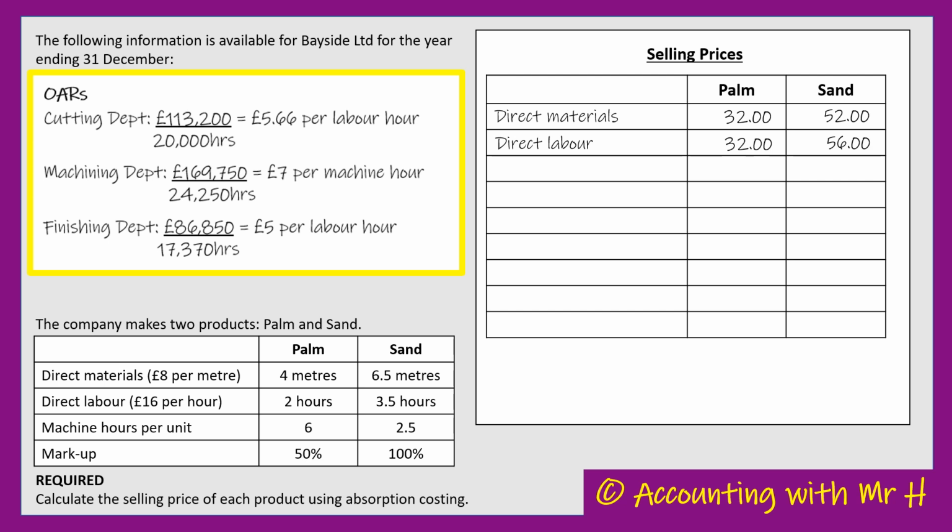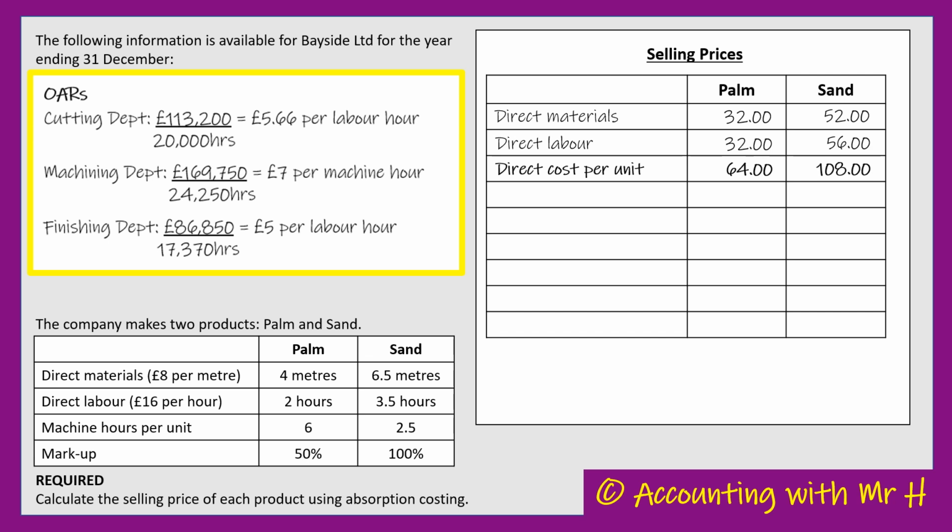There's no other direct costs. Sometimes in a question you see royalties, manufacturing royalties, that would be a direct cost, but in this question that seems to be it. So I might just do a quick total here. The direct cost per unit, so £64 for the palm, £108 for the sand.